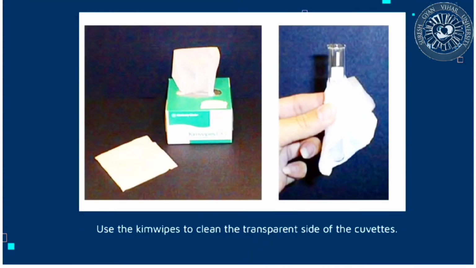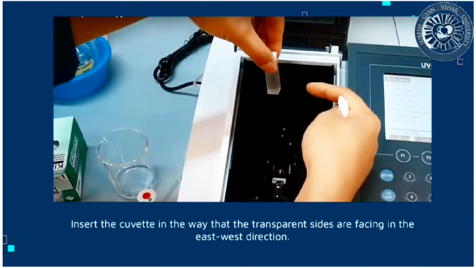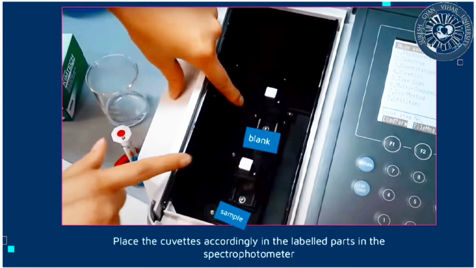Use Kim wipes to clean the transparent sides of the cuvettes. We have to make sure there are no fingerprints, grease, paper lint, or droplets on the transparent side of the cuvette, because light is passing through here and we do not wish for the light rays to be refracted. After filling the blank or solvent into the cuvette, insert the cuvette so that the transparent sides are facing the east-west direction, just like how the hand is pointing. That is where the light will be coming from. Place the cuvettes accordingly in the labeled ports in the spectrophotometer.